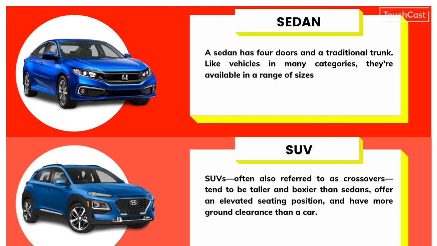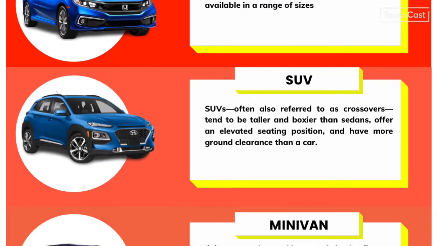Number 1, sedan. A sedan has 4 doors and a traditional trunk. Like vehicles in many categories, they are available in a range of sizes. Number 2, SUV. SUV is often also referred to as crossover, tend to be taller and boxier than sedans, offer an elevated seating position, and have more ground clearance than a car.